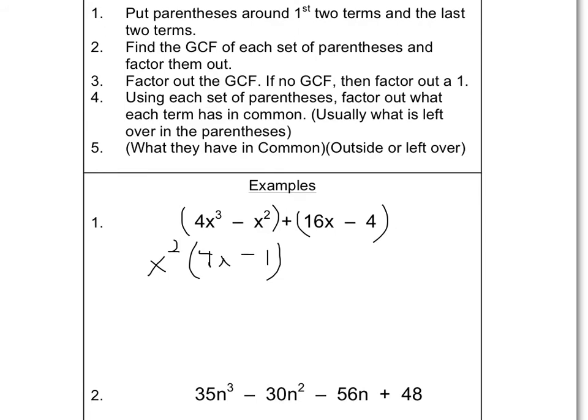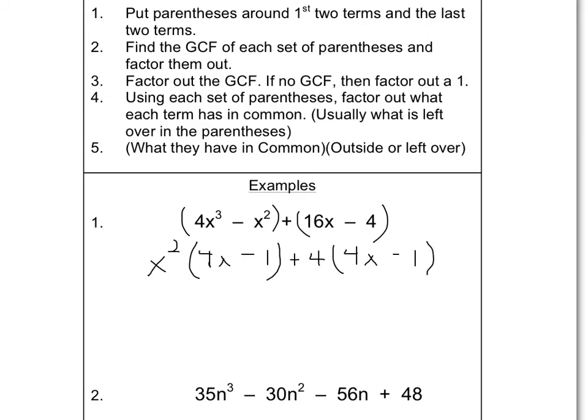As you look at these 2 numbers, what is the biggest number that will go into 16 and 4? Well, that happens to be the number 4. So they have a 4 in common, and we're going to take that out. 16 divided by 4 is 4. I have 1x up top and I don't have any on the bottom, so I have 1 left over. Bring down the sign. 4 divided by 4 is 1, and I don't have any variables, so I can close that parentheses.